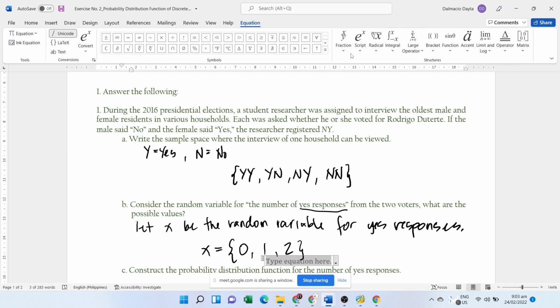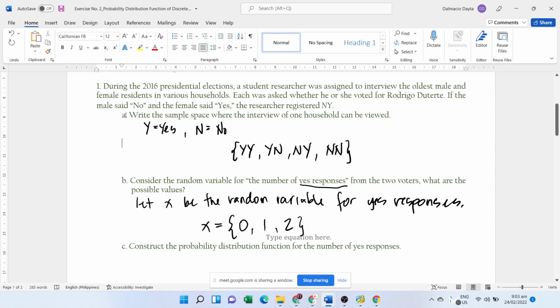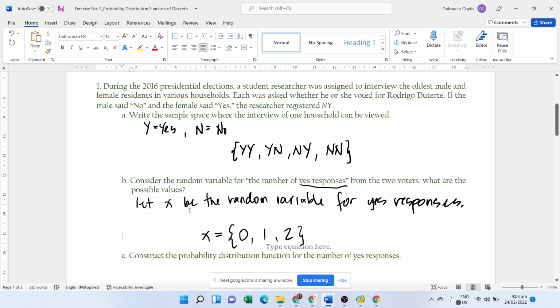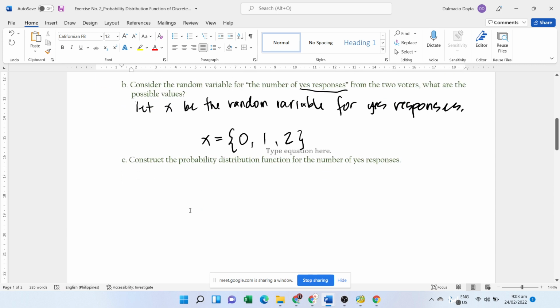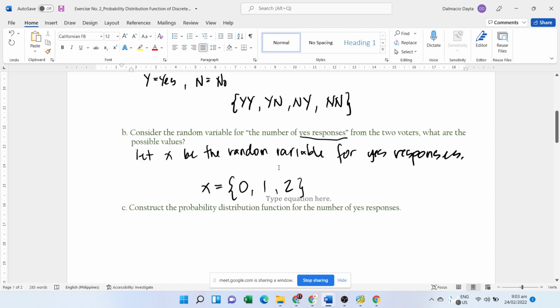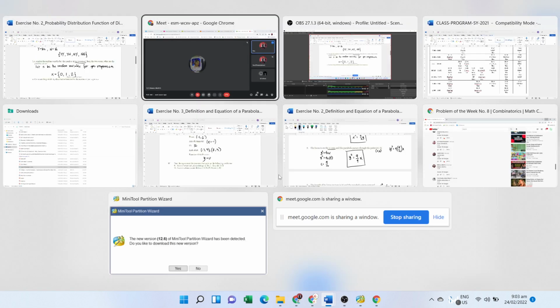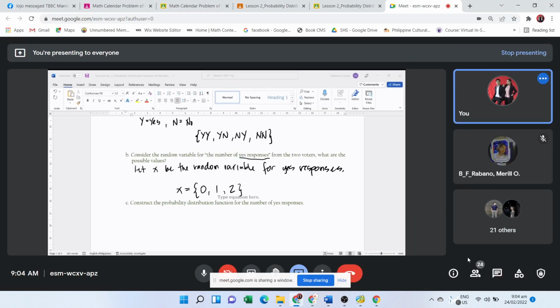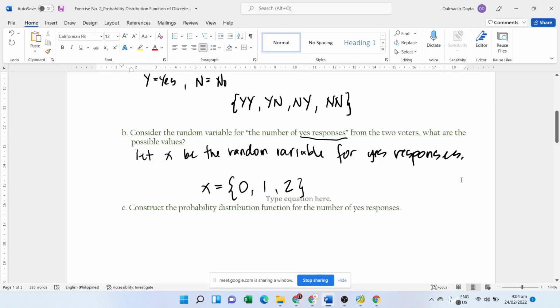Now, you will observe that in the other items, hindi na natin sinulat yung A, B, at C. Ito lang kasi yung ways. Inisa-isa natin sa number 1 so that you will be guided accordingly. Next is to construct the probability distribution function for the number of yes responses. Okay, are you listening? Are you looking at the screen, everyone? Hello. Yes po. Okay. So how do we write the probabilities? P of x is the probability for the random variable.